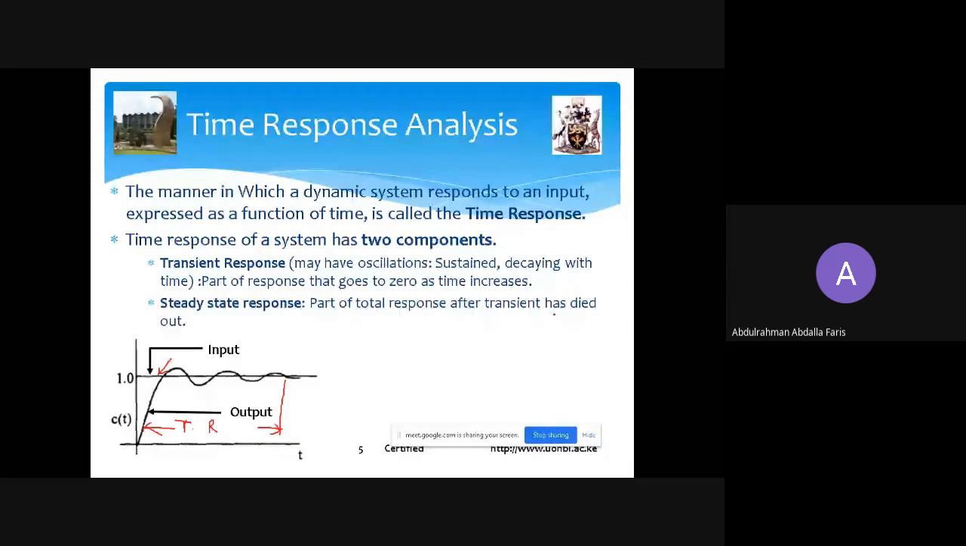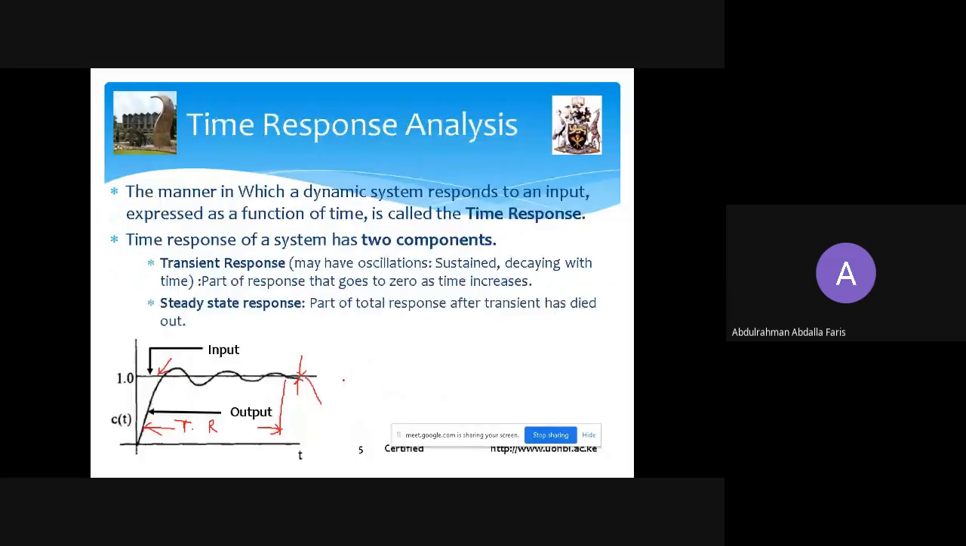The other part which remains after the transient response has died is the steady state response. So this part on is the steady state response. When the steady state response is the same as the input, then we say we don't have a steady state error. But if there is a difference between here and the input, then we say we have a steady state error.